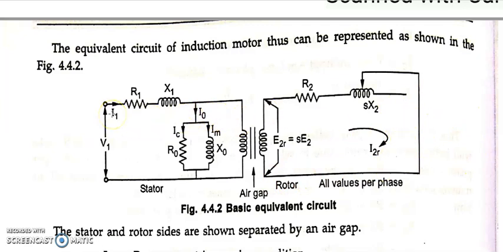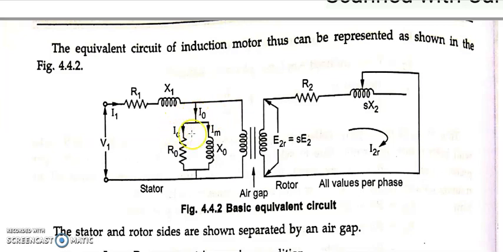Whenever I give a supply input, I1 starts to flow through R1 as well as X1. Then it splits up into I0, and what flows here should be shown as I2 dash. You can consider that. So I1 minus I0 will be I2 dash, similar to that of the transformer.